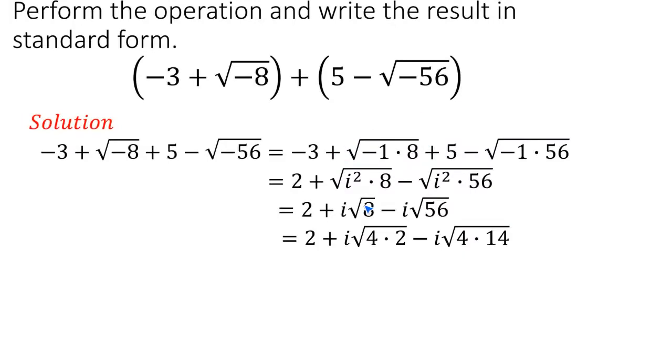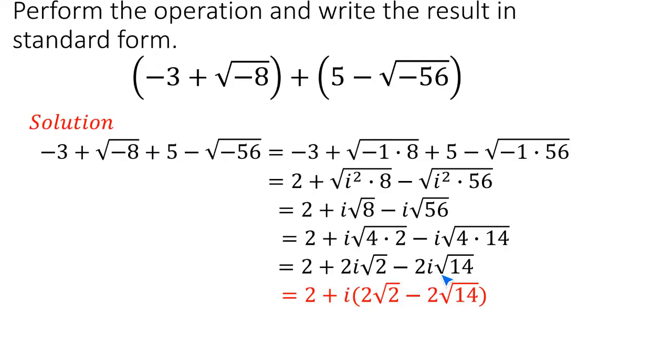The square root of 8, I can simplify as 4 times 2. And for the 56, I can have 4 times 14, right? So let's look at this one closer. The square root of 4 comes out as a 2, and I already have my i there. Then the 2 is not a perfect square, so it has to stay inside. For this one, we have a 4, which comes out as a 2, and then the 14 is not a perfect square, so it has to stay here.